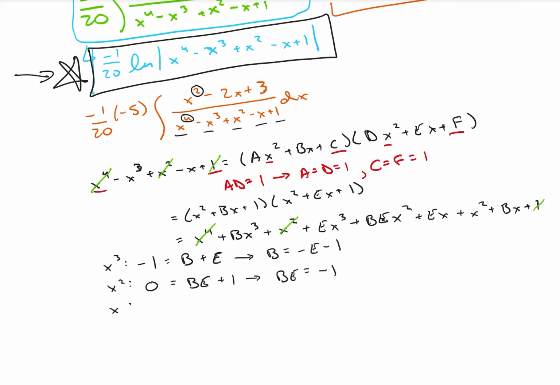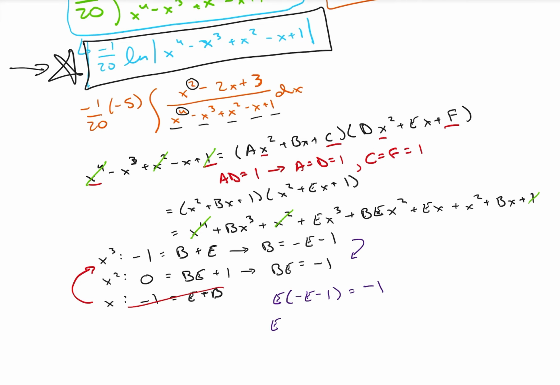And if I look at my x terms, I'm going to have a negative 1 on the left, and on the right, I'm going to have e plus b. And we notice that I don't get any new information out of that equation because this is the same as my first one. So let's go ahead and plug this equation in here. So I'm going to have e times negative e minus 1 is equal to negative 1. Factor out a negative from both sides, I'm going to have e squared plus e plus 1 is equal to 0.